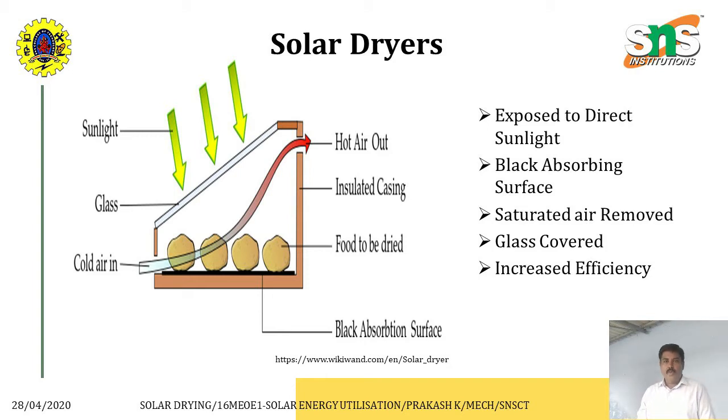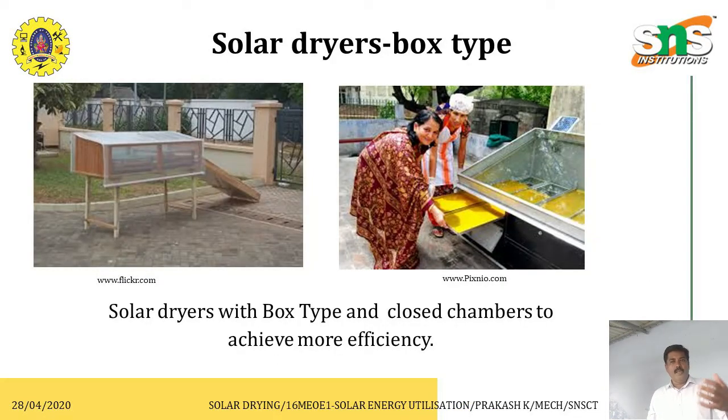So what is the solution for this? There are many solutions. One of the solutions is solar drying, which you are seeing on our screen. We use solar dryers to overcome these problems. What is the principle behind solar drying? In solar drying, the particles are kept in a closed chamber placed in direct sunlight. The air getting inside is heated, and the heated air takes away the moisture content from the particles and goes out.